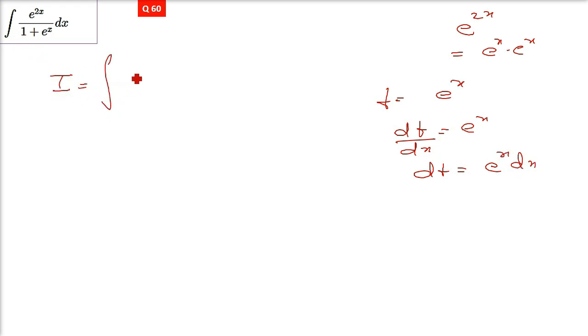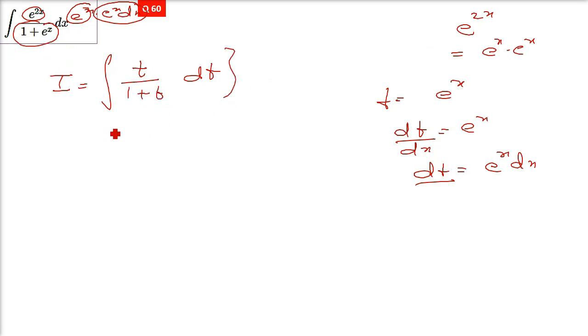So integration will become like this. E raise 2x we have written as e raise x, e raise x. dx was already there, so e raise x dx is dt. All together it's dt. So we have e raise x in the numerator, 1 plus e raise x in the denominator. So numerator e raise x is t only. This is t and this is 1 plus t. Now this is the catch.